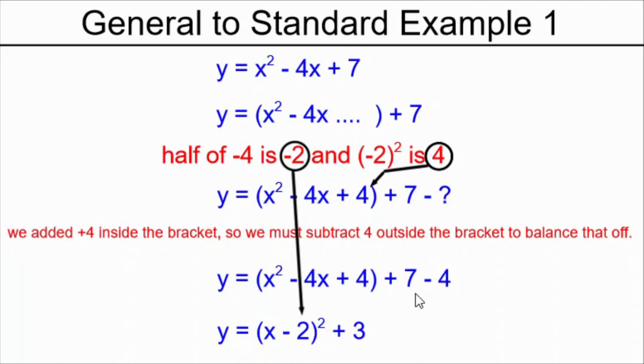And then, of course, 7 minus 4 is 3, so we simplify those two terms into just a single term. We have now converted our equation from general to standard form. That is today's Daily Dose of Math.